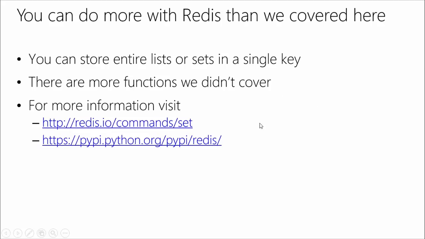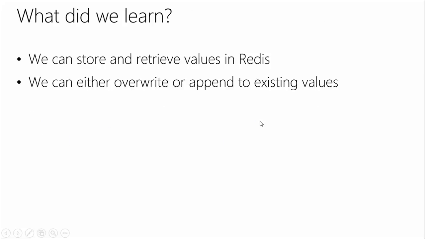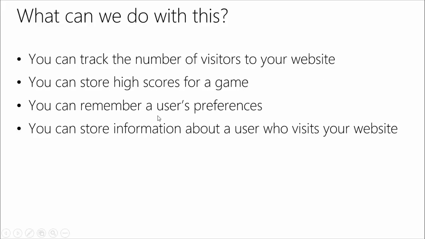So, Susan, besides having our names right, what did we learn? Well, basically, we learned how to store and retrieve values in Redis, and how you can either overwrite existing values or append to existing values, delete, expire, and how to debug our code, as it turned out. We can do things like track number of visitors to a website, store high scores for a game, remember users' preferences, remember information about a user. Really, whatever you need to remember, you can store in there.